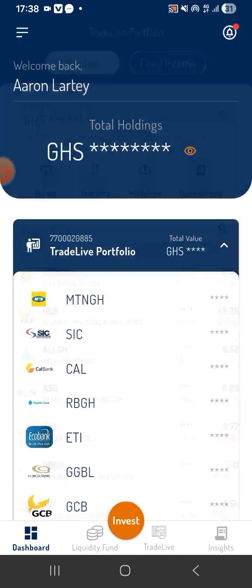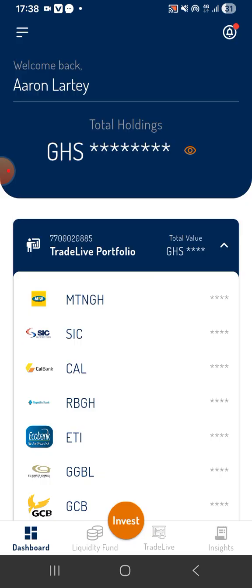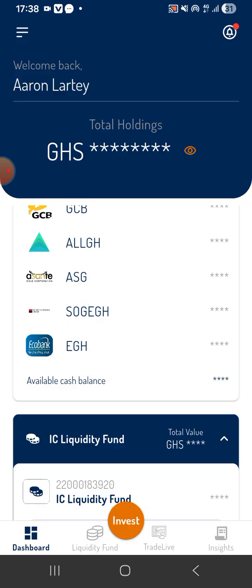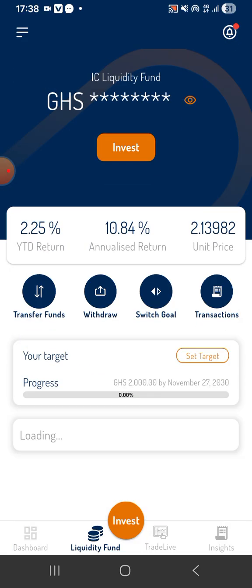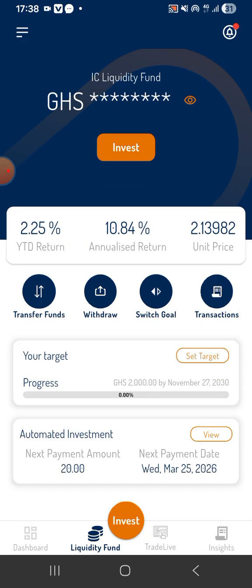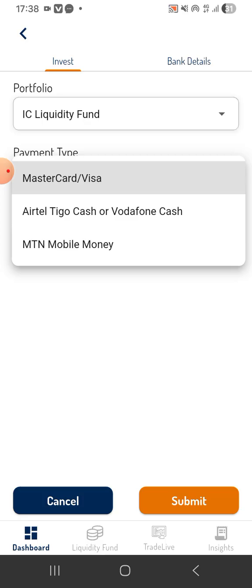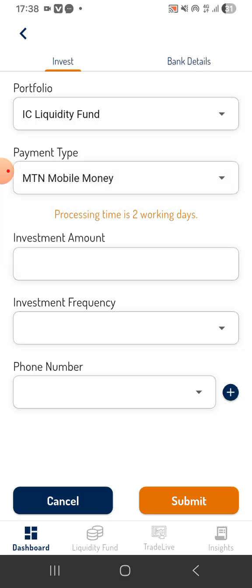But first of all, let me walk you through the dashboard. On the dashboard, you see the Trade Life and then the IC liquidity fund. If you want to invest in the IC liquidity fund, that is their mutual fund, you just start with any amount. You can click on invest at the top, and then choose either a Visa card, Airtel Tigo Cash, Vodafone Cash, or MTN mobile money. I usually use MTN.